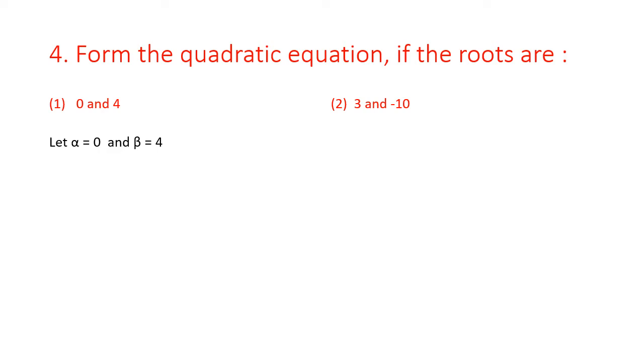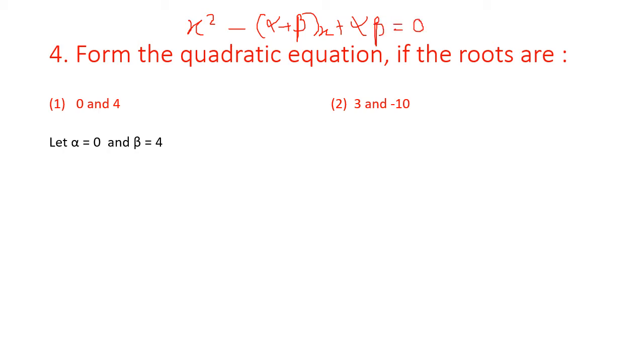And if we remember our equation, the equation is x square minus alpha plus beta into x plus alpha into beta is equal to 0. This is the method that we use to make our equation.